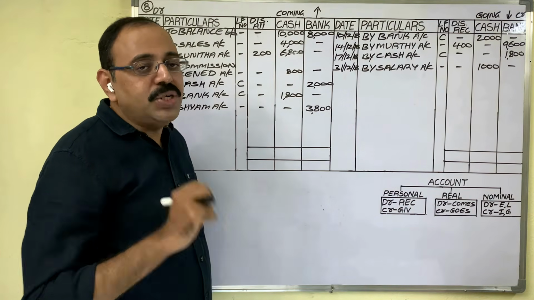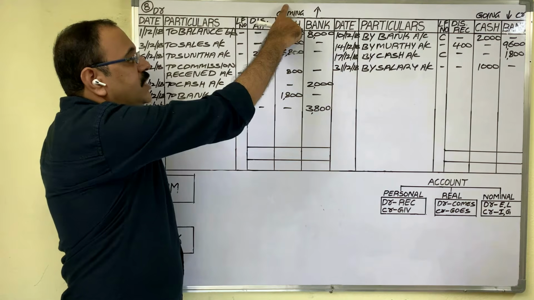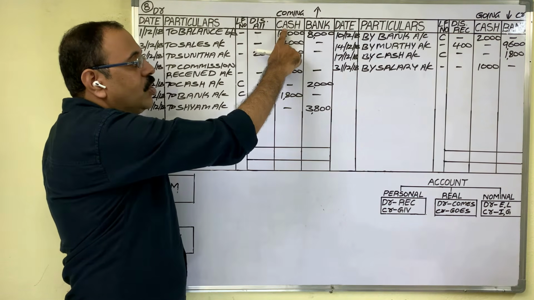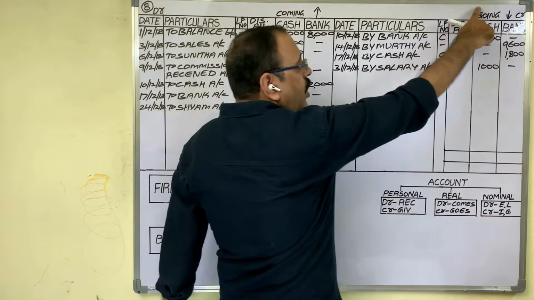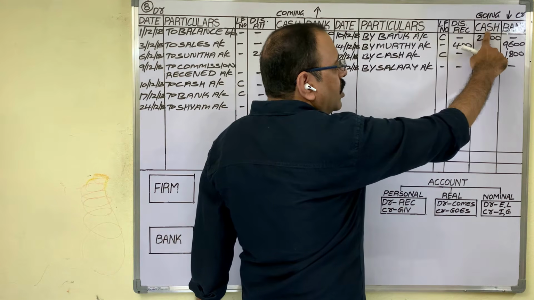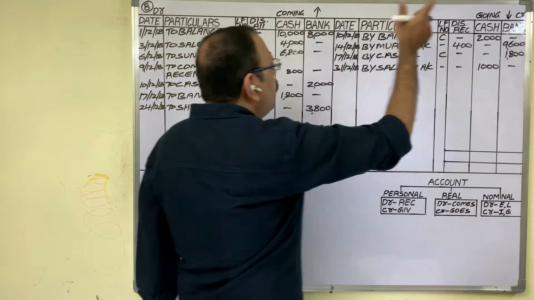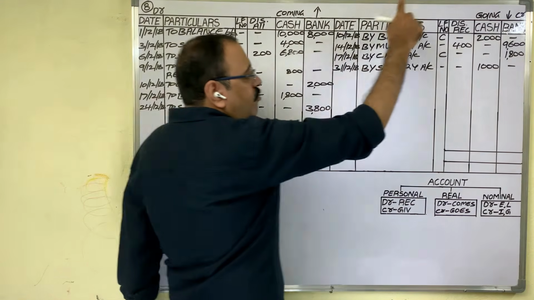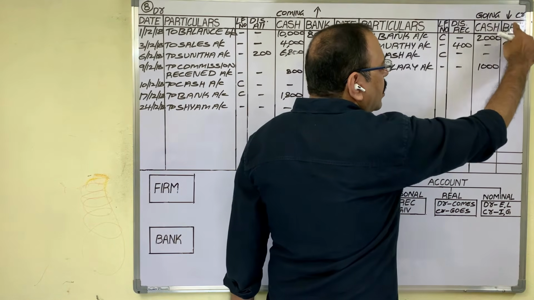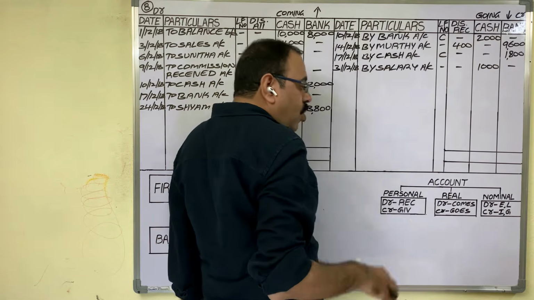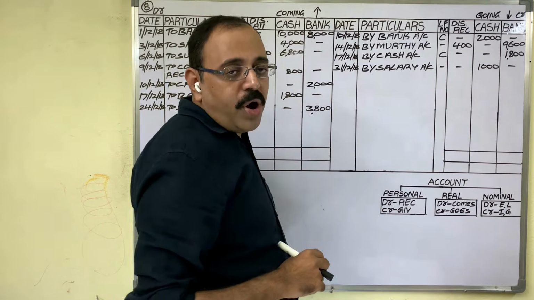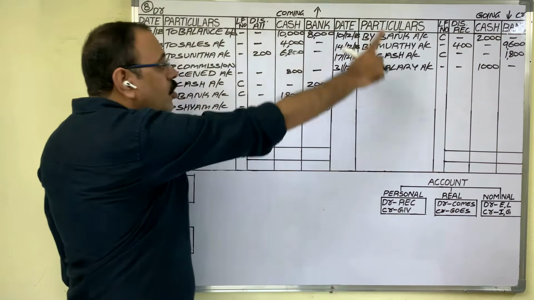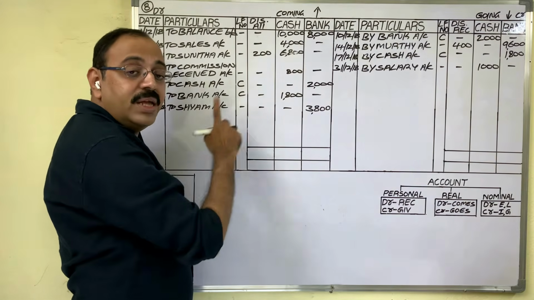Only 4 points you have to remember. If cash is coming, debit side cash column. If cash is going, credit side cash column. Because of a transaction, if bank balance is increasing, debit side bank column. If bank balance is decreasing, credit side bank column. So only by observing these 4 points also, we can post all the transactions in cash book.